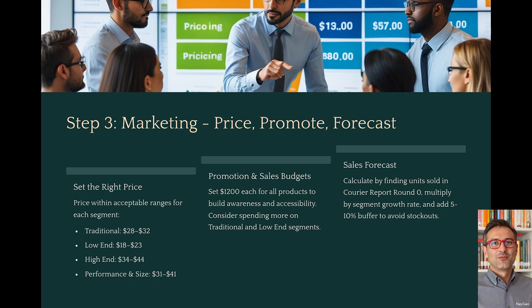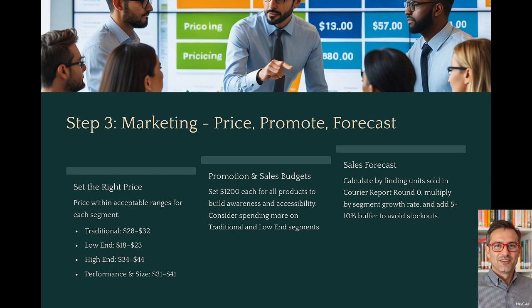3.2 Promotion and sales budgets in Round 1. Set your promotion and sales budgets to $1,200 each for all products. This helps build awareness and accessibility. You may spend slightly more on traditional and low-end segments, as they have the largest market size and fastest early return.